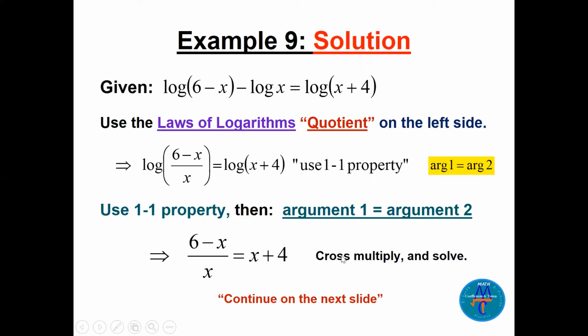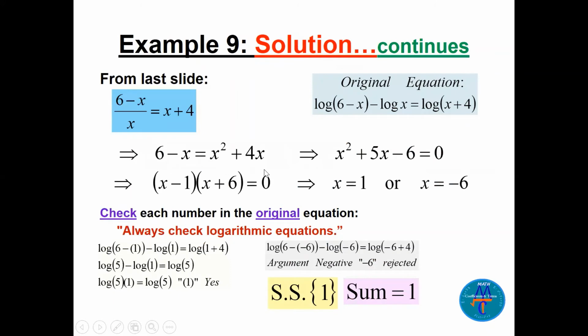Now we cross multiply and find x. You see the idea how to do that? You have to make sure the one-to-one property is 1 log on each side with different arguments. So when you cross, this is the original equation. We need it at the end. So cross multiply here, we get 6 minus x is equal to x squared plus 4x. Rearrange it, you get a quadratic equation, factor it, x minus 1, x plus 6, and then x will be 1 or minus 6.